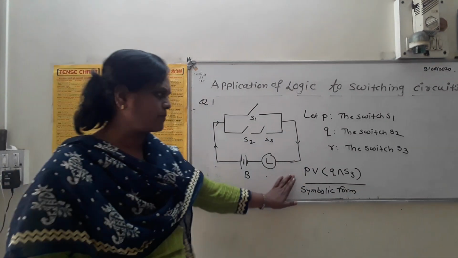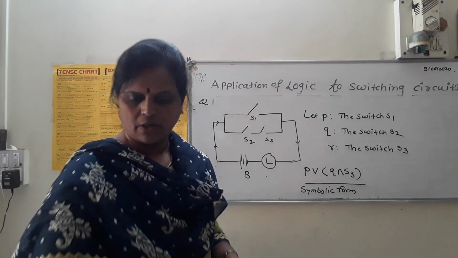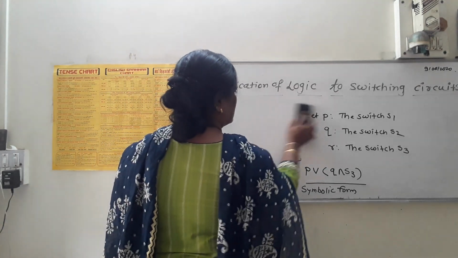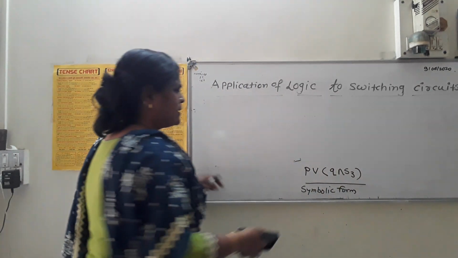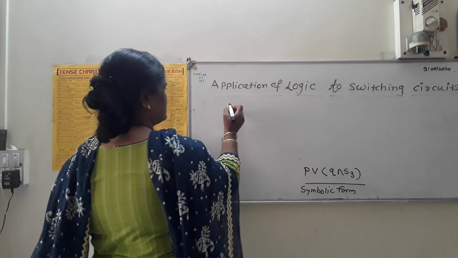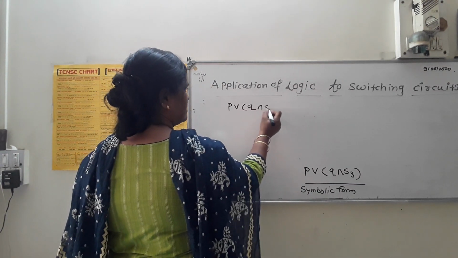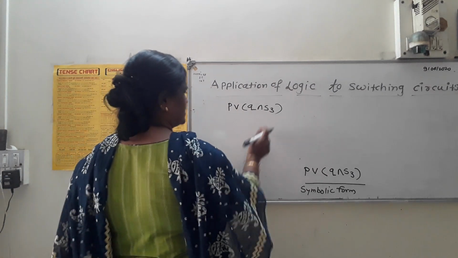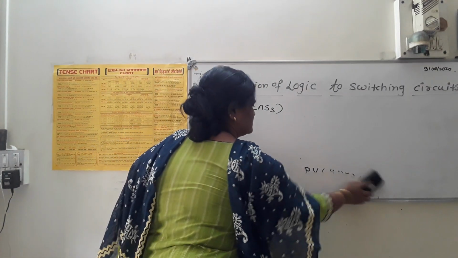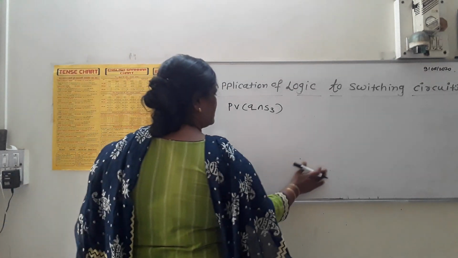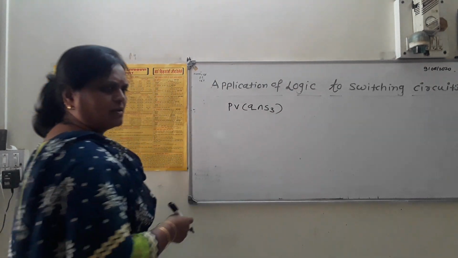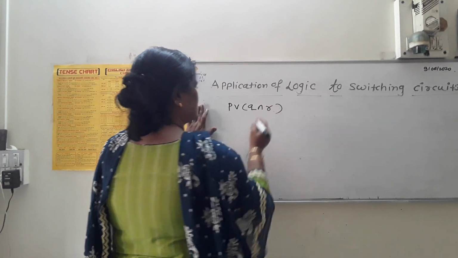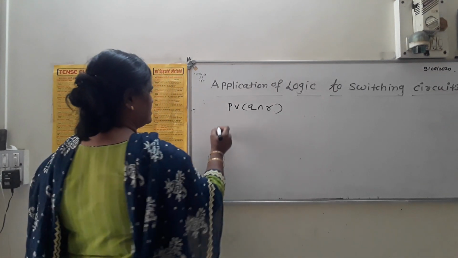This is the symbolic form. Now write down the input and output table of this form. That is, what is the form? P or in bracket Q and R. Here P, Q, R are 3 statements.